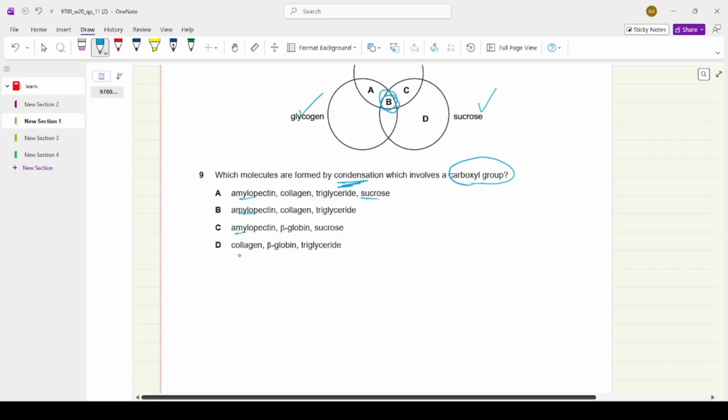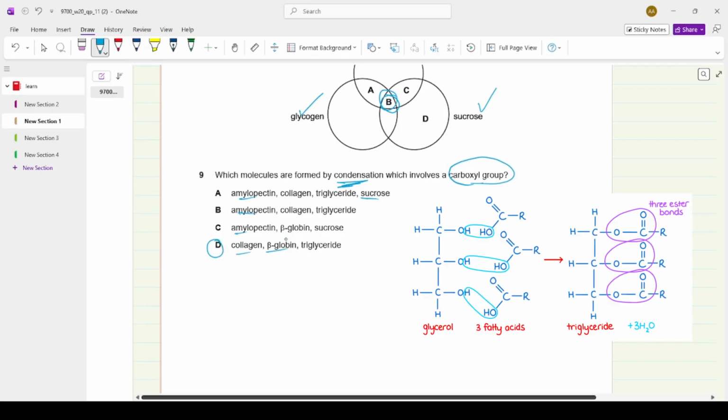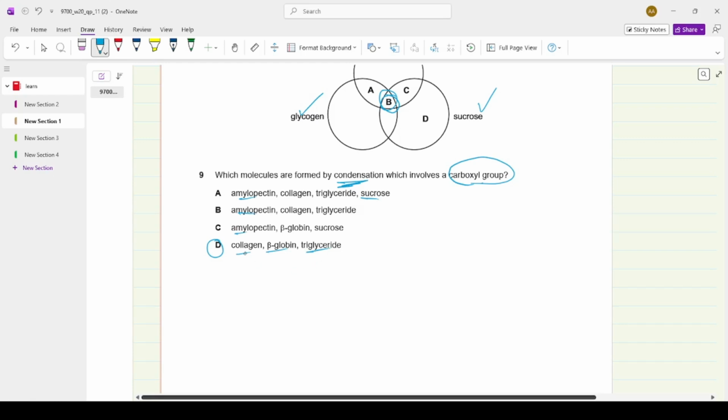So we are left with collagen, which is a protein, and beta globin is also a protein. And we know to form the peptide bond, we need the carboxyl group and the amino group. And again, to form the ester bonds in the triglycerides, we also need the carboxyl group that reacts with the hydroxyl group in the glycerol. So here the best answer was D.